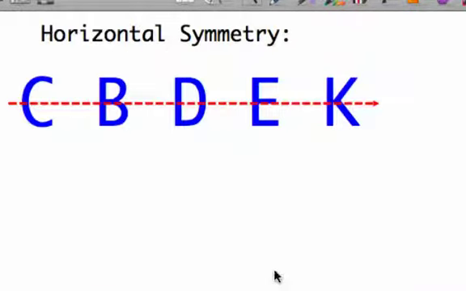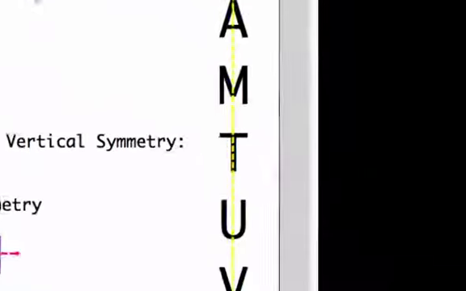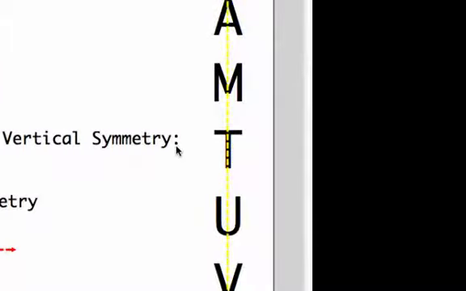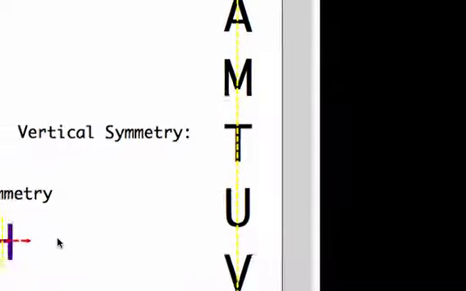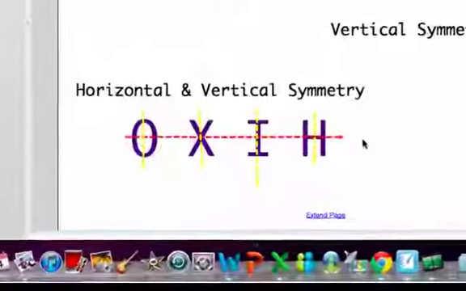And I just wanted to show you some examples of horizontal symmetry. These all are letters with horizontal symmetry. So C, B, D, E, and X. X does have horizontal line symmetry, but we'll get to that in a second. Then there's vertical symmetry. So A, M, T, U, and V are some examples of that. And then horizontal and vertical symmetry, these letters actually have both of those things.